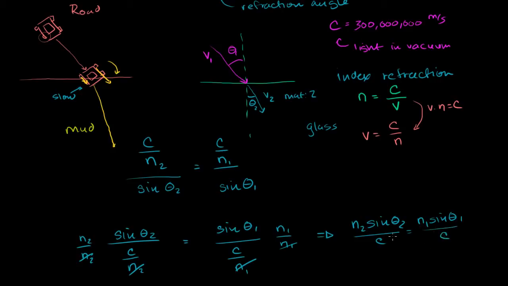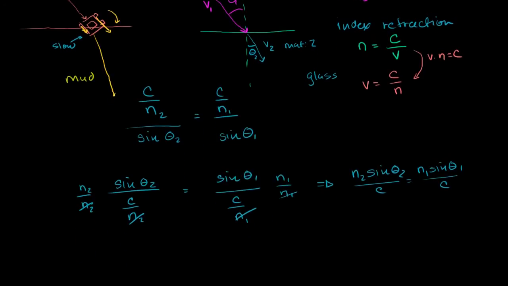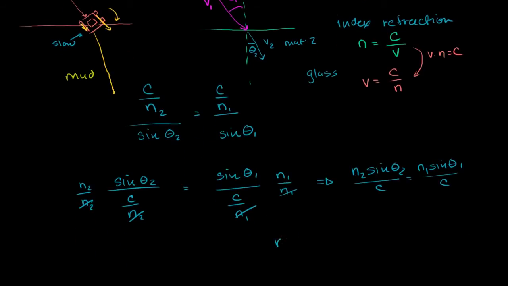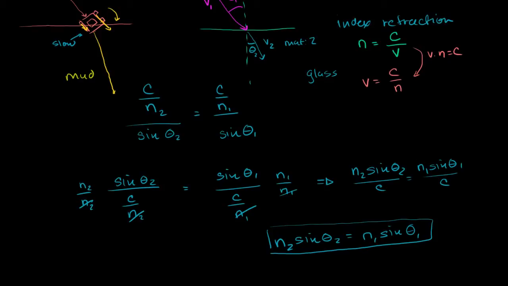And now we can just multiply both sides of this equation by c, and we get the form of Snell's law that some books will show you, which is the refraction index for the second medium, the one that we're entering, times the sine of the refraction angle is equal to the refraction index for the first medium times the sine of the angle of incidence, the incident angle. So this is another version right there of Snell's law. Let me copy and paste that.